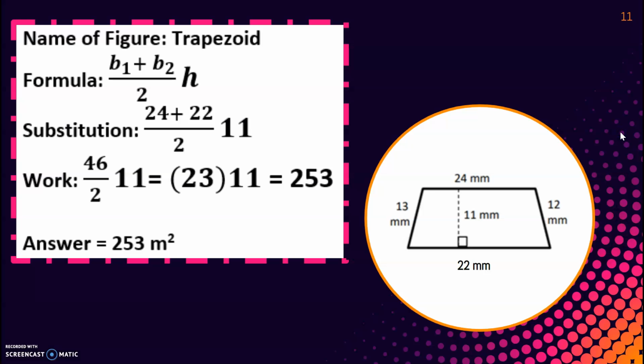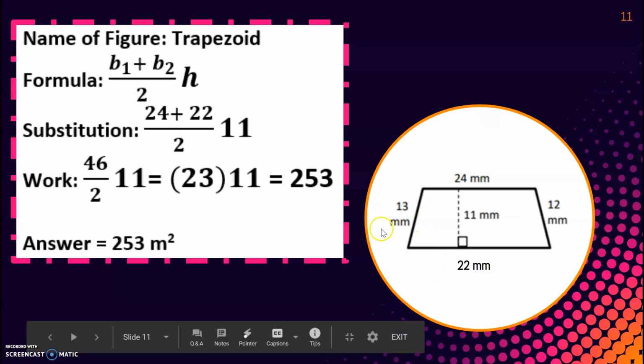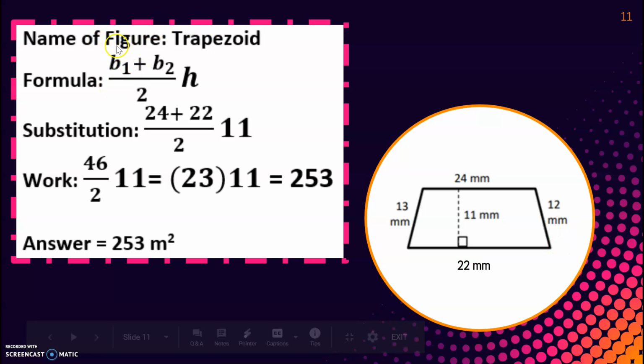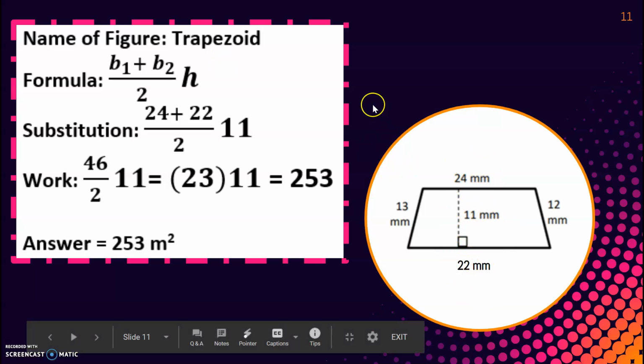Okay, so for our next shape, we have a trapezoid. Now this one we're looking at, we have a whole bunch of numbers everywhere. So remember guys, when we're looking at shapes like these, let's eliminate the dimensions that we don't need. So we could already cross off 13 and cross off 12 because we know that for a trapezoid, we only need the two bases and the height. So 24, 22, and 11.